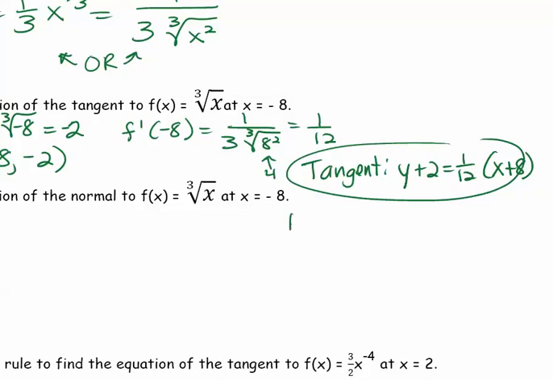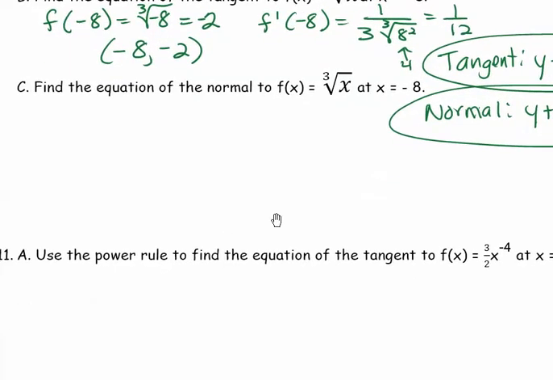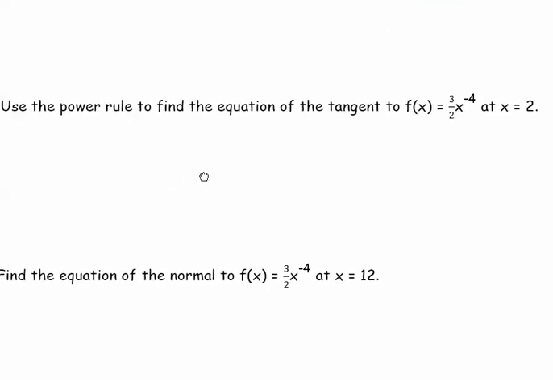And then our normal line for the same problem. Let's just use -12 as our slope. I'm going kind of quickly here. I hope my arithmetic doesn't fail. But our video is getting pretty long. All right, and one more.